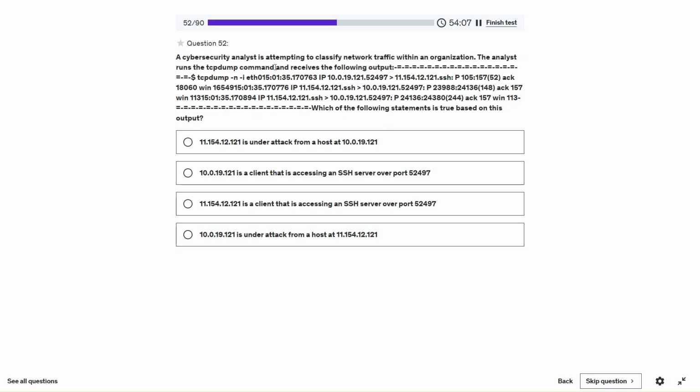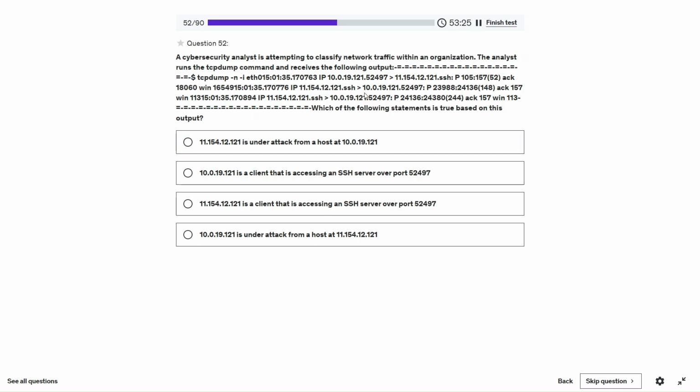Okay, a cybersecurity analyst is attempting to classify network traffic within an organization. The analyst runs the tcpdump command and receives the following output: TCP and Ethernet. This is the IP, this one with the port, to this one with SSH. Okay, here we can clearly see that the IP ending with dot 1 to 1 is using the port 52497 to get access to this IP over SSH.